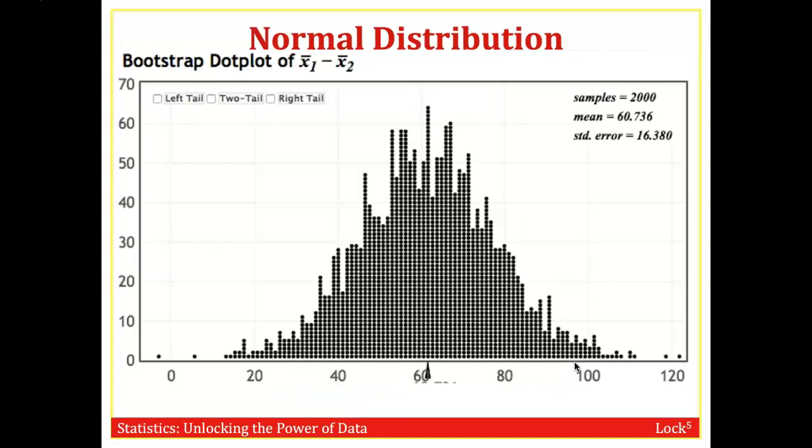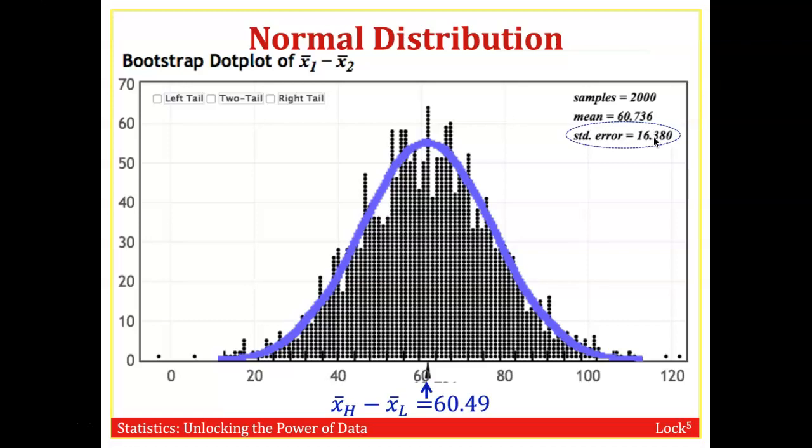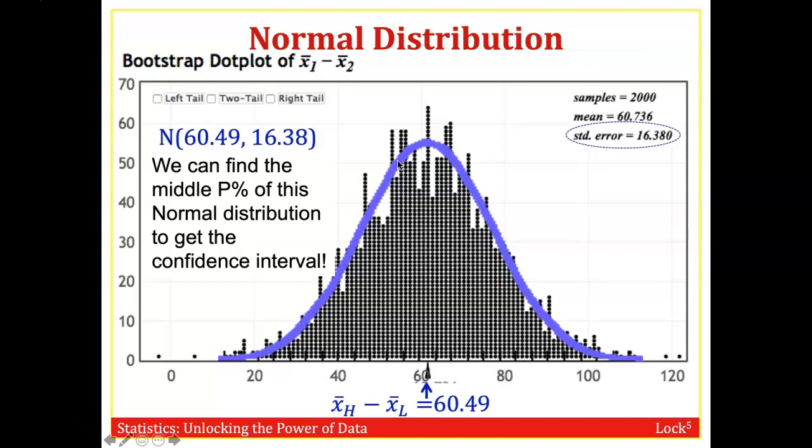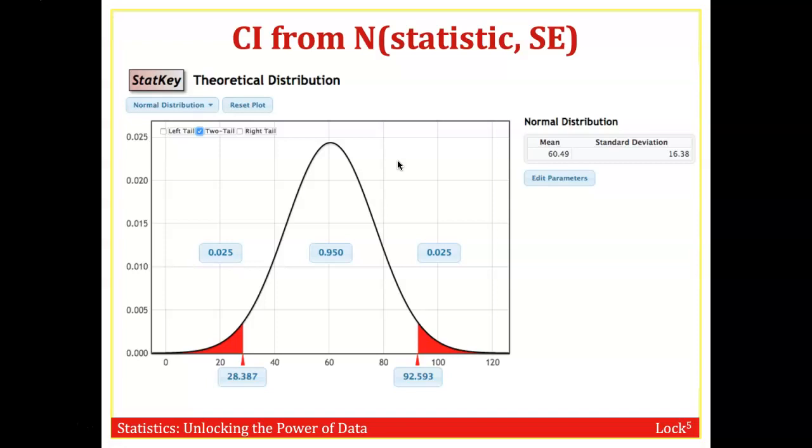Now, for the purposes here, let's just take a look at it in StatKey. In this simulation, the mean was 60.736 and the standard error was 16.38. So you could plot a smooth curve, the normal distribution, remove the details, take advantage of these facts about the distribution, and just focus on the normal distribution itself. We're going to find the middle p% of the normal distribution to get the confidence interval. In this figure in StatKey, they're using the confidence interval procedure to get that.